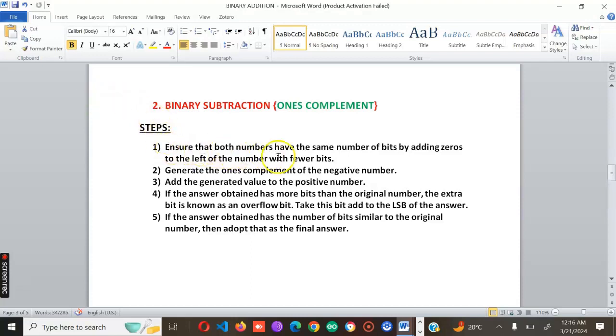Number 1, you need to ensure that both numbers have the same number of bits by adding zeros to the left-hand side of the number with fewer bits. Then step 2, you need to generate a 1's complement of the negative number. And number 3, you need to add the generated value to the positive number. Then lastly, if the answer obtained has more bits than the original bits, that bit is referred to as the overflow. What you are supposed to do is take it and add it to the least significant bit. Remember, if the answer obtained has the same number of bits as the original number, you adopt that as the answer.